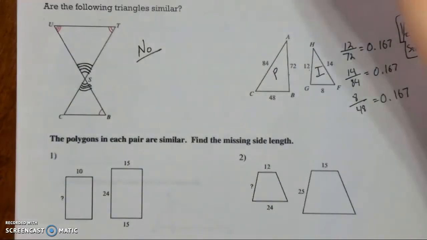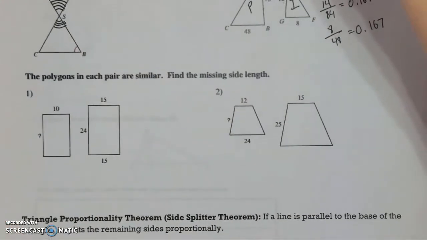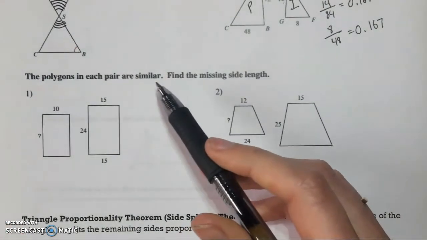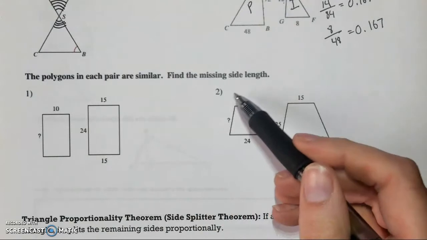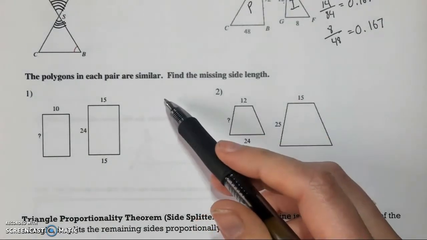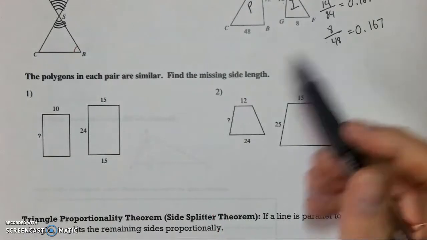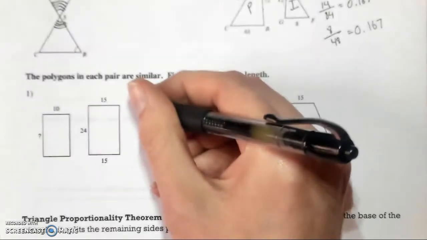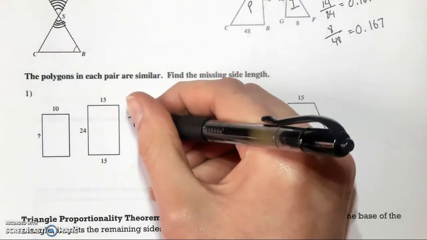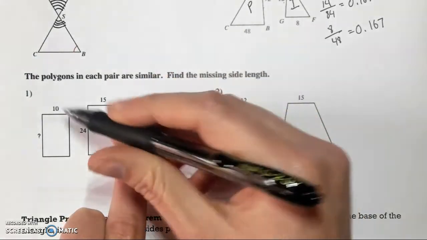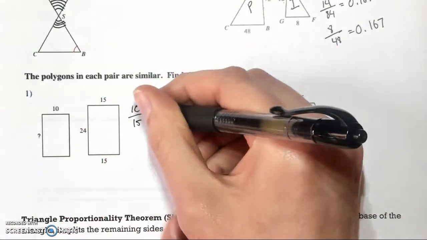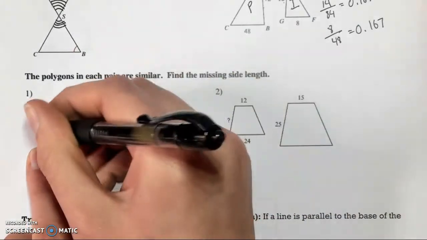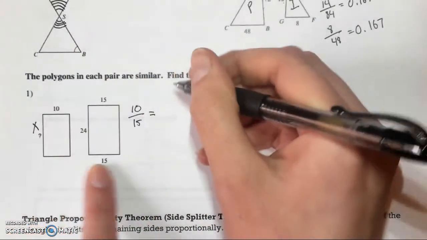For these next couple of problems, it says the polygons in each pair are similar. So we already know they're similar. Find the missing side length. So since we already know they're similar, we know that the sides are proportional. So we can set up our proportions. 10 over 15. So that one over that one, those are corresponding, is equal to, I'm going to label this x. We don't know what it is, but we want to find it. x over 24.